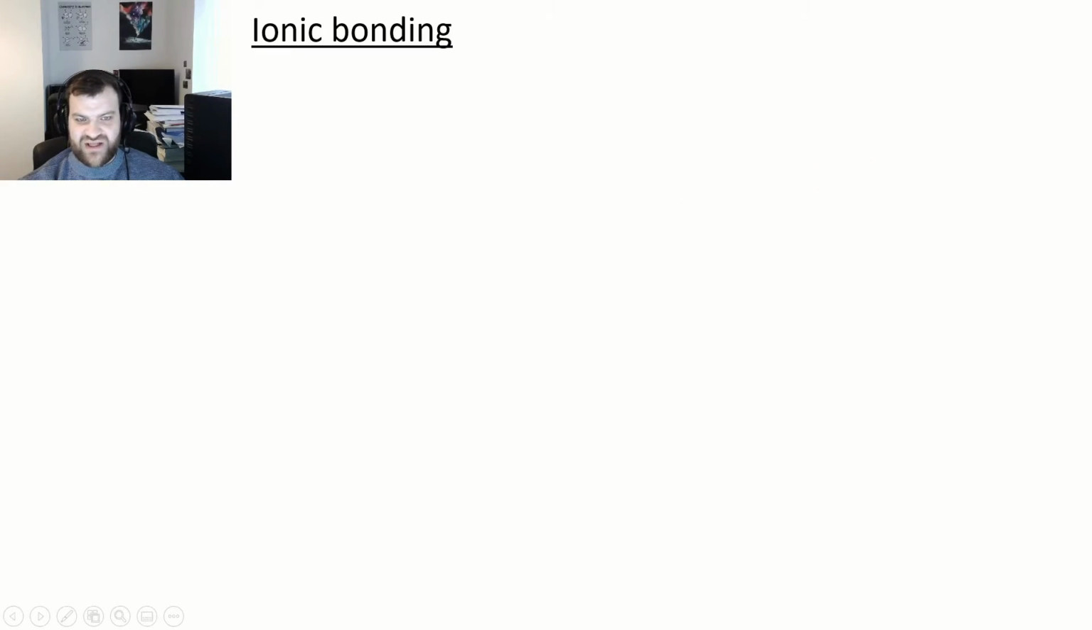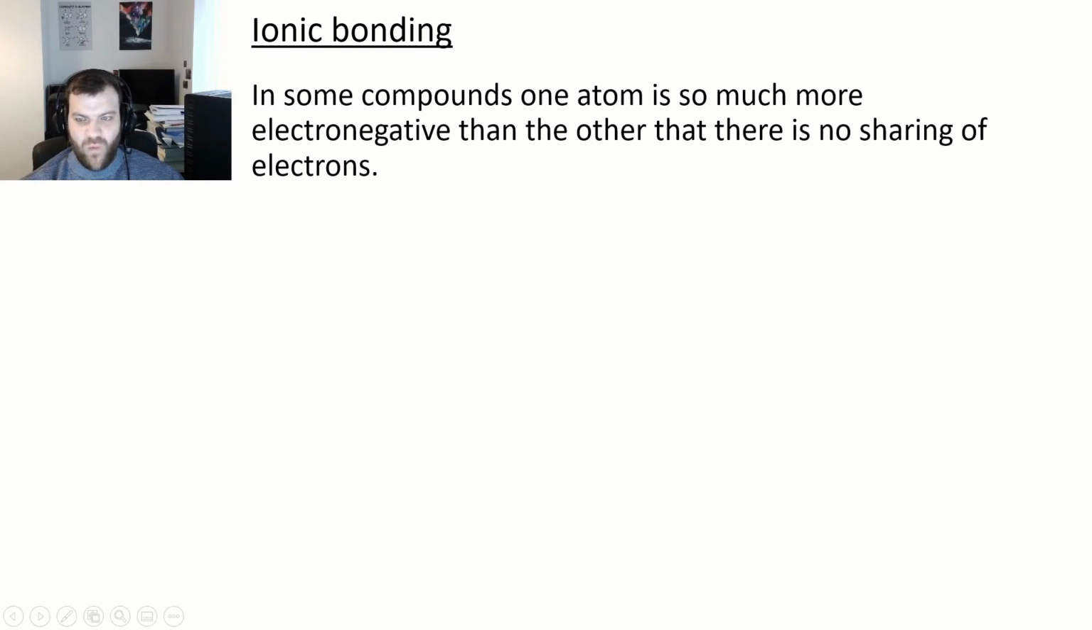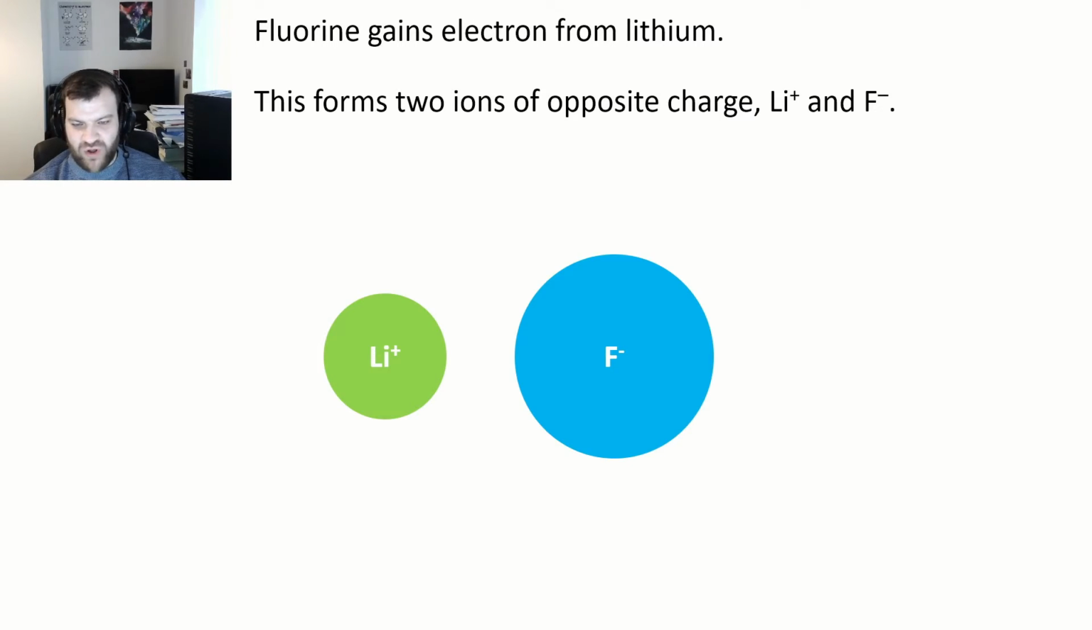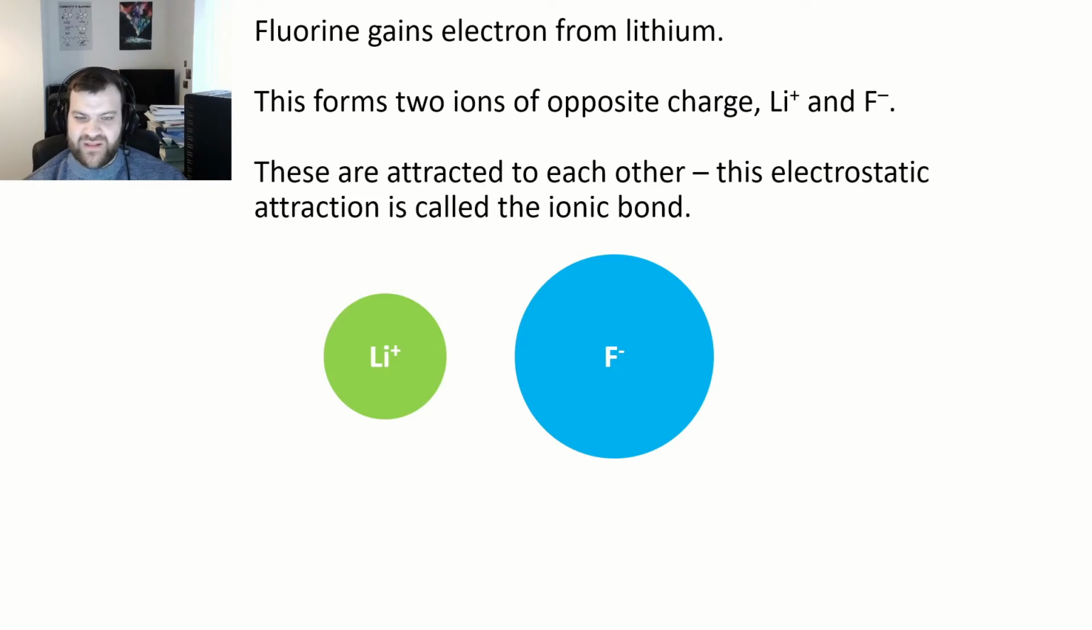Now let's look at the extreme version of ionic bonding, where one atom's electronegativity is so much greater than the other that instead of sharing the electrons, it takes the electron from the other atom. An example would be found in lithium fluoride, where we have a difference of 3 between the two. Because fluorine has a higher value, it's going to gain an electron from the lithium, and this forms our positive and negative ions. These are attracted to each other, and this is called an ionic bond.